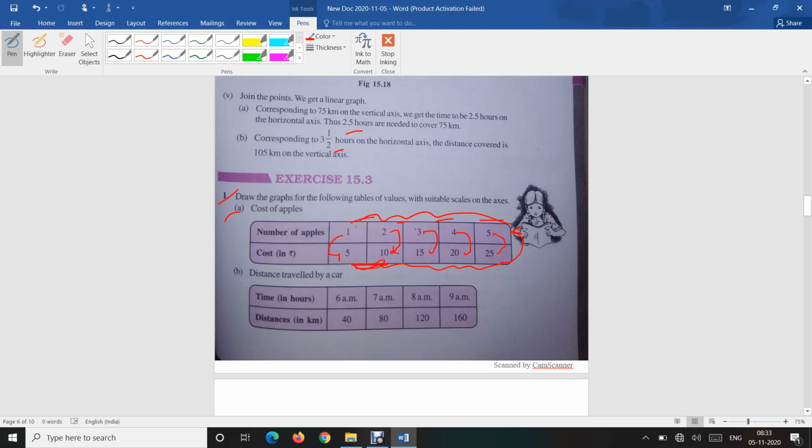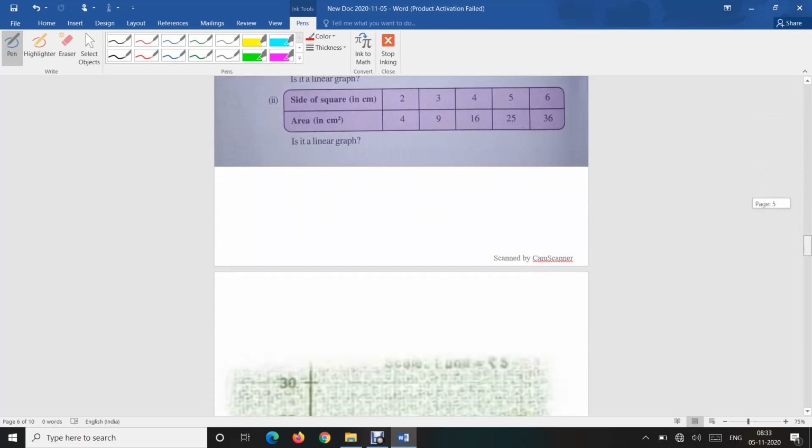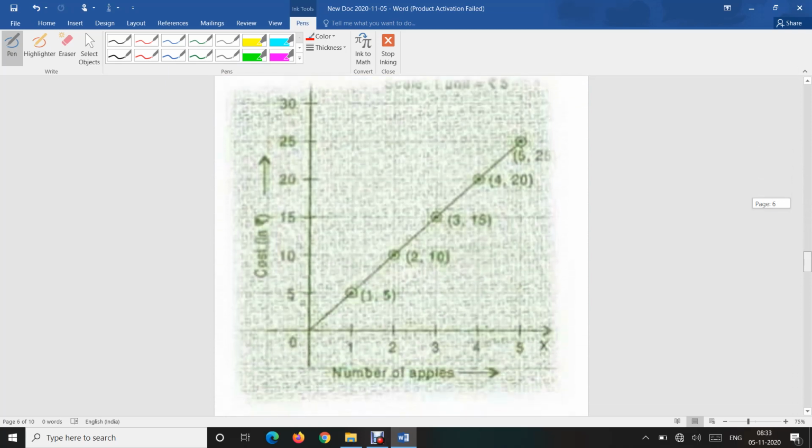Here you can see that the minimum distance is 5. The difference between 10 and 5 is 5. The difference between 15 and 10 is also 5, and here the difference is also 5. Here the difference is also 5. So the minimum difference is 5 for the cost. So you can choose the scale as 1 unit is equal to 5 rupees. So you will write: Scale is 1 unit is equal to 5 rupees.